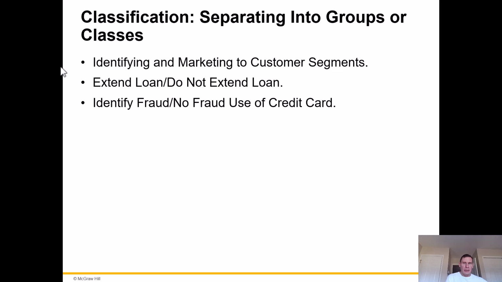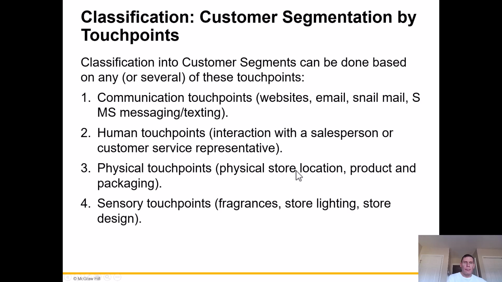So here we're talking about separating into groups or classes. So there's different ways to do that. What are some ways that we might accomplish that? Well, identifying and marketing to customer segments. Extend loan, do not extend loan. Identify fraud, no fraud use of credit card. And then here we see customer segmentation by touch points.